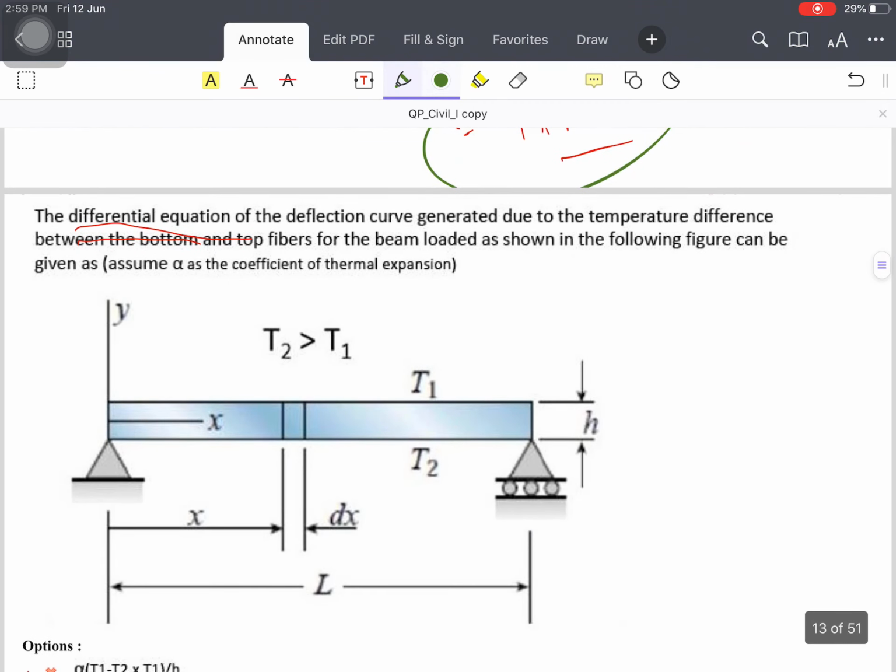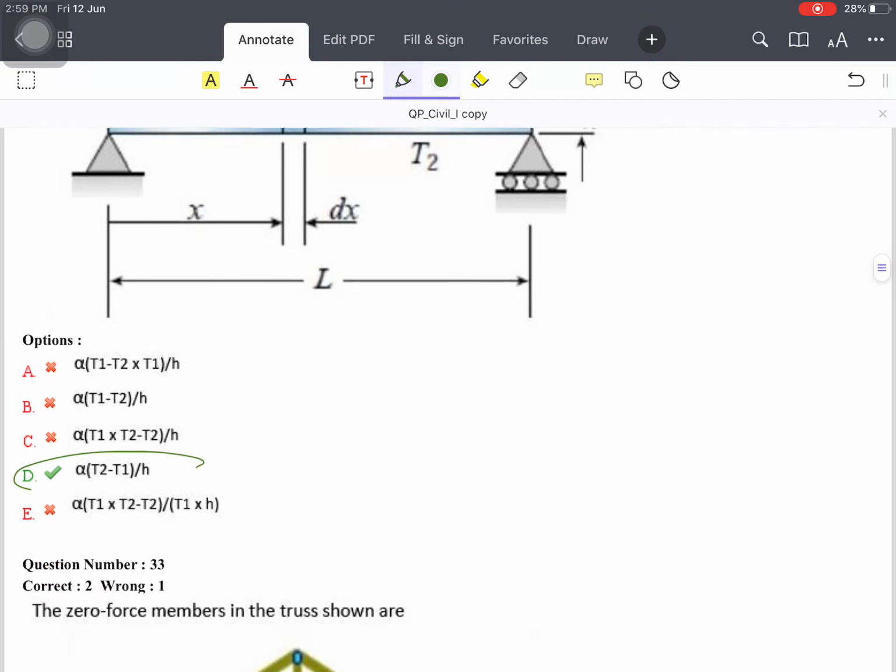Next question, this is the differential. So the question is asking about a differential equation. We'll solve this problem in the next video. So the solution is this.